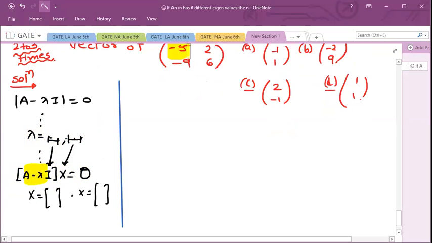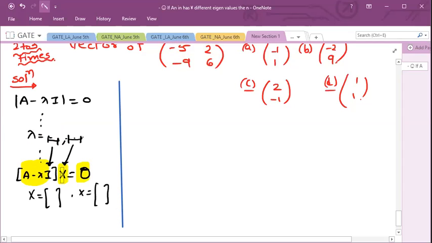A minus lambda I means, see, this is -5 minus lambda, 6 minus lambda. And if you put lambda's first value, that is 1, so -5 minus 1 is -4, 6 minus 1 is 5. So it is -4, 2, -9, 5. Like that one matrix you will have here. So it is Ax is equal to O.